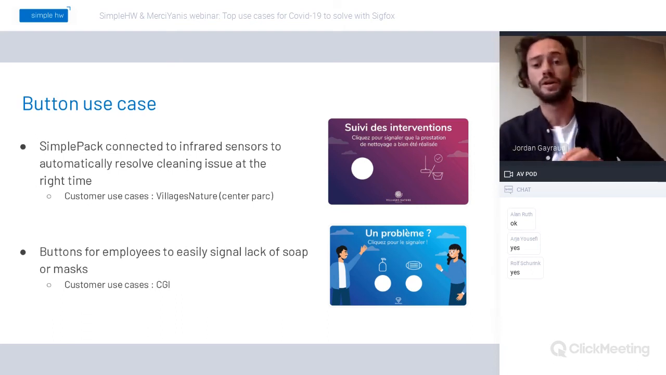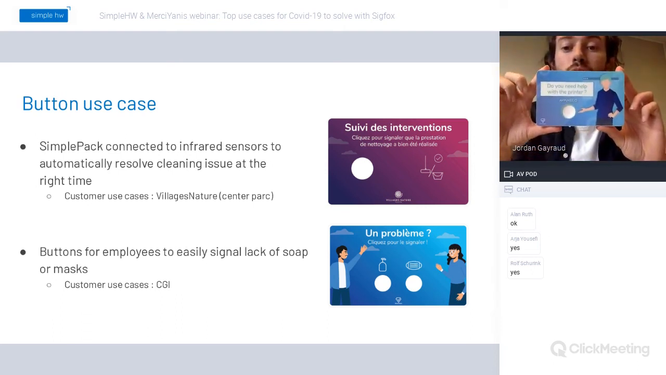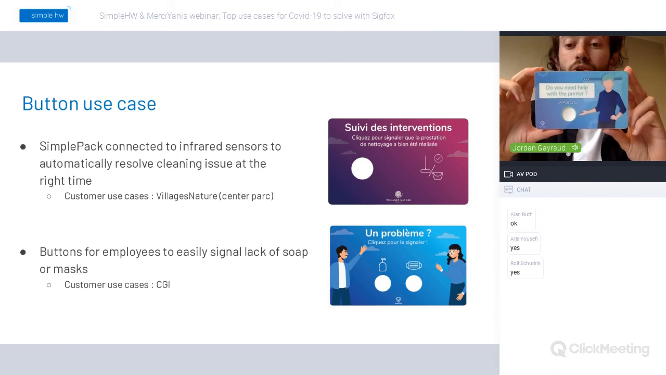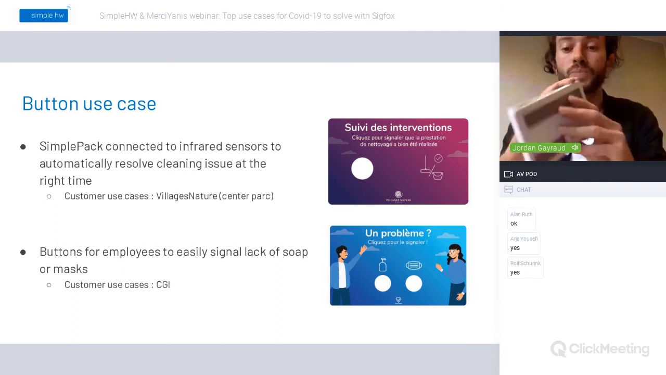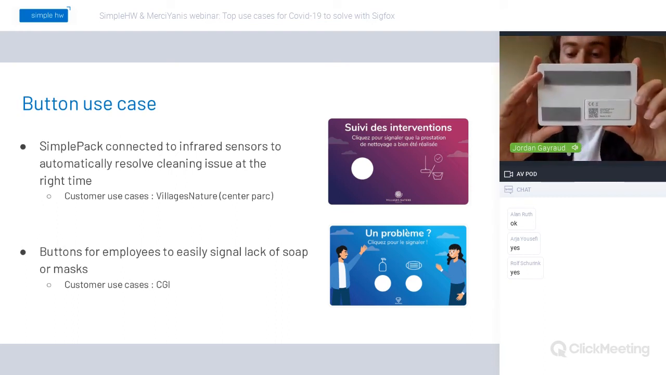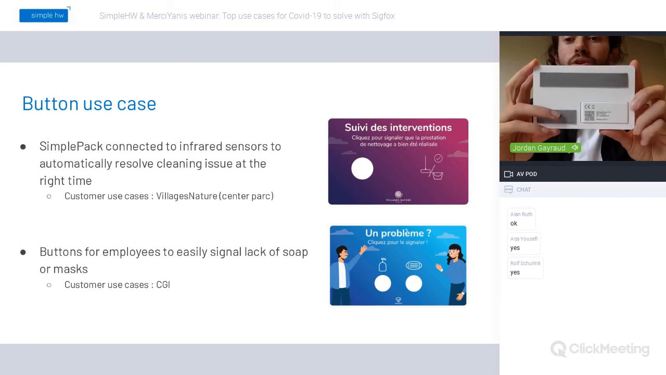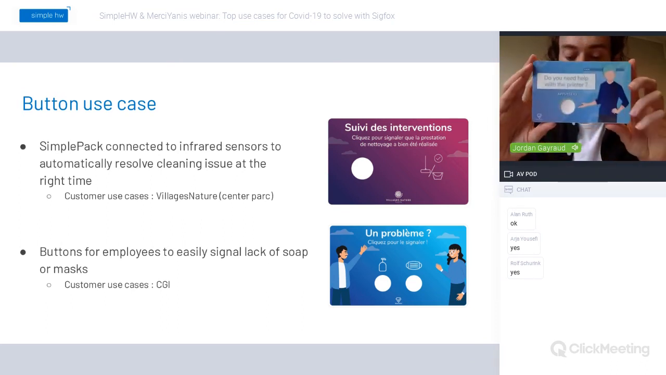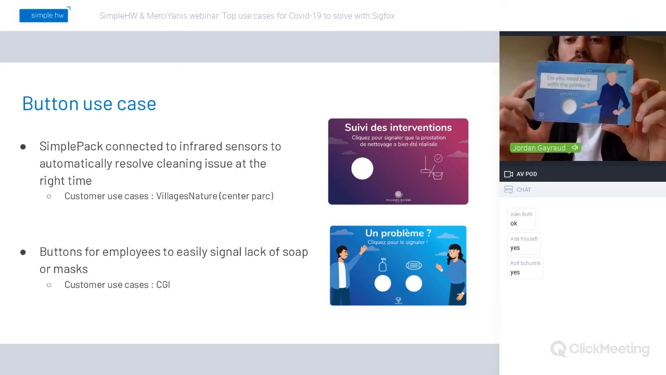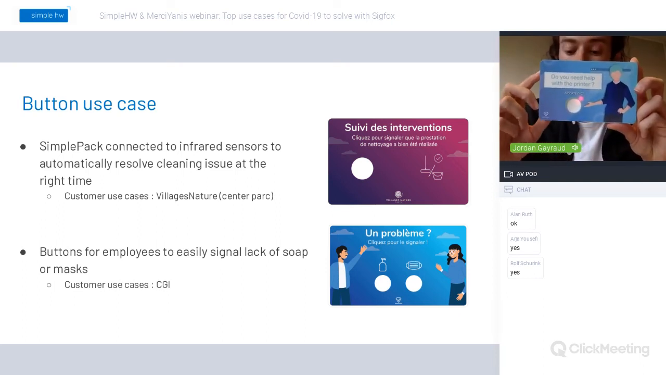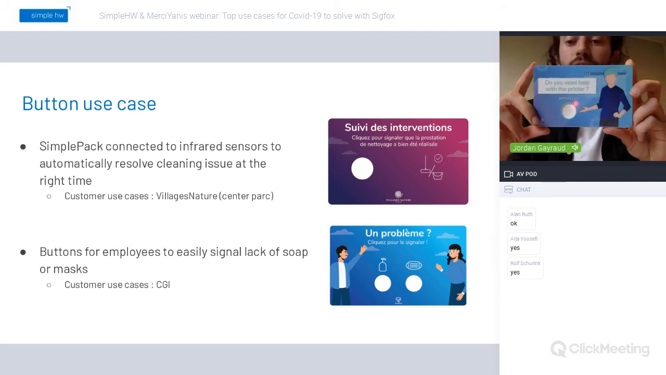So this, for example, is a panel we use. It is not a COVID-19 special use case, but a normal, standard one. We designed our own panel and put the SimpleHW button inside. When an employee is facing an incident, he just has to click on the button, and then we automatically put the intervention in MerciYanis.